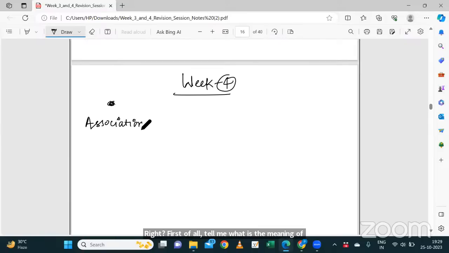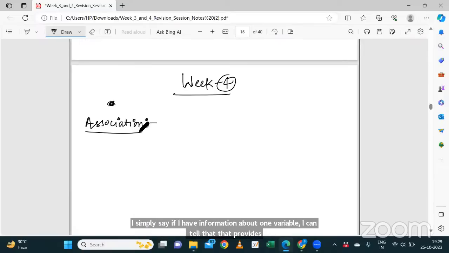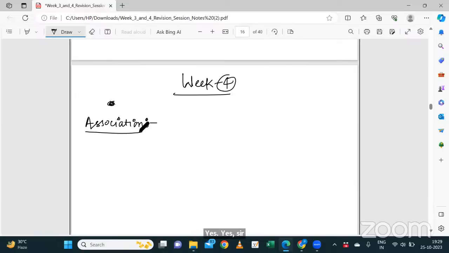What do you mean by association? One variable is dependent on the other variable. Correct, one is dependent on another. Basically, can I simply say that if I have information about one variable, it provides information about another variable? Or if I make a change in one variable, that will give me a change in another variable if both are associated. Yes, sir, the idea is clear now.